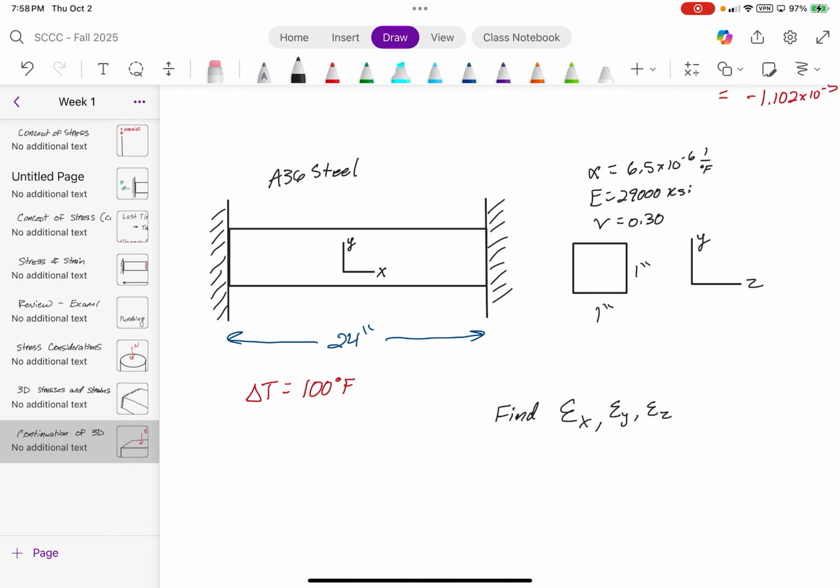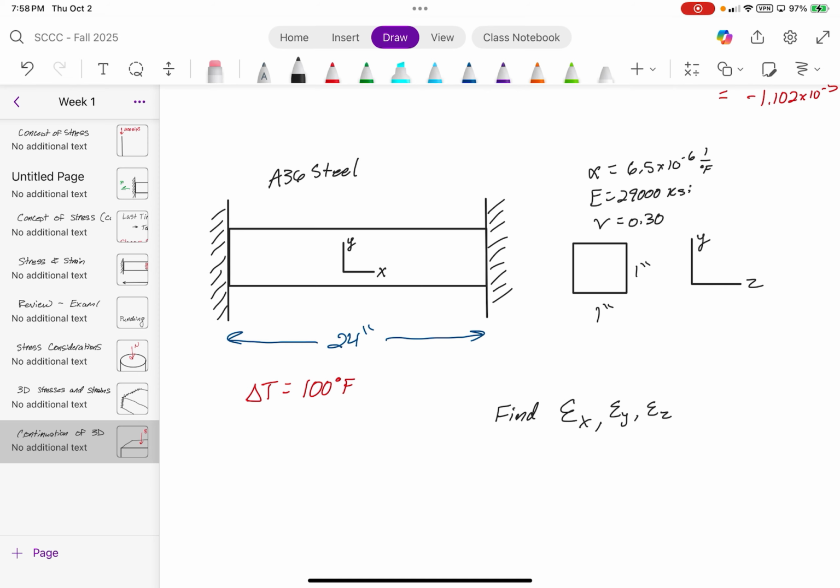And then just keep in mind, is that the force in tension or compression? No, stress is force over area. Just keep in mind the stress.